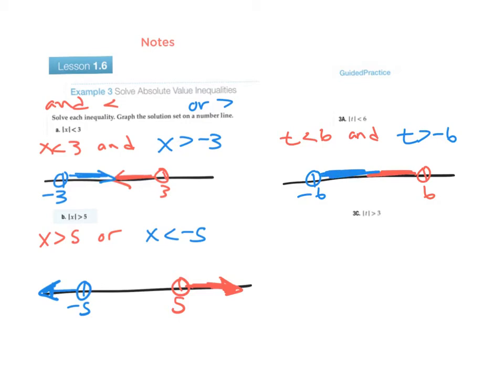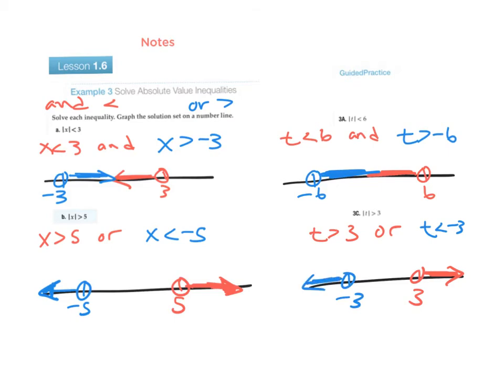We have another greater than, so this is going to be an "or," so t greater than 3 or t less than -3. I can do my graph then. So I go to 3, open circle, and go to the right. And I go to -3, open circle, and go to the left, and my "ors" go outward.